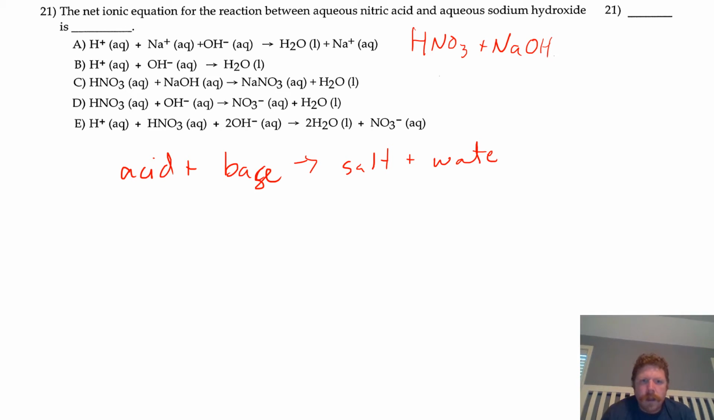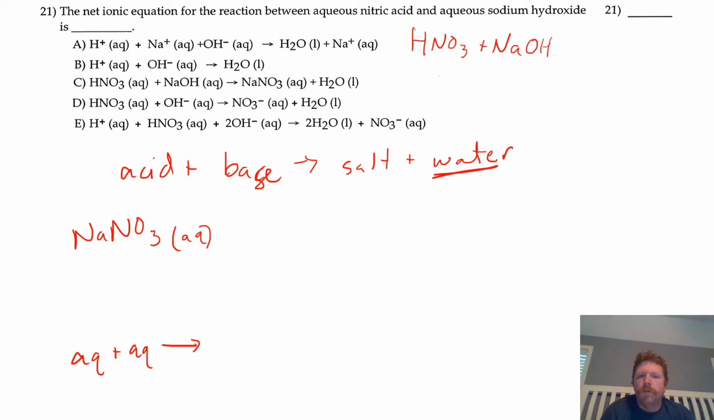So if we take NaNO3 as one of our products, that is actually aqueous because nitrates are generally going to be soluble. So the other product that we're producing here is water. This is just like any other net ionic equation where we are looking for aqueous plus aqueous, but rather than forming a solid, we're forming something that's a non-aqueous product. We're forming a liquid. So we'll put that in parentheses.